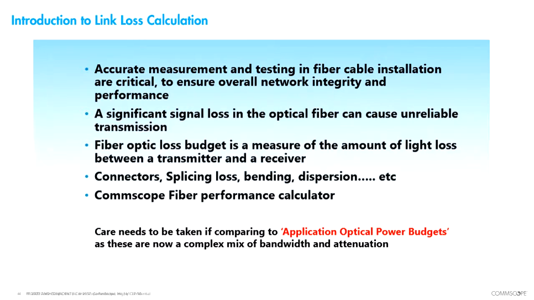So what is the optical fiber loss budget? The fiber loss can also be called fiber optic attenuation or attenuation losses, which measure the amount of light lost between input and output. Fiber loss budget is affected by many factors such as connector loss, splicing loss, and bending loss. So how can we know the value of losses on the fiber link? This is where the fiber performance calculator from CommScope comes in. Care needs to be taken when comparing to application optical power budget, as these are now a complex mix of bandwidth and attenuation.